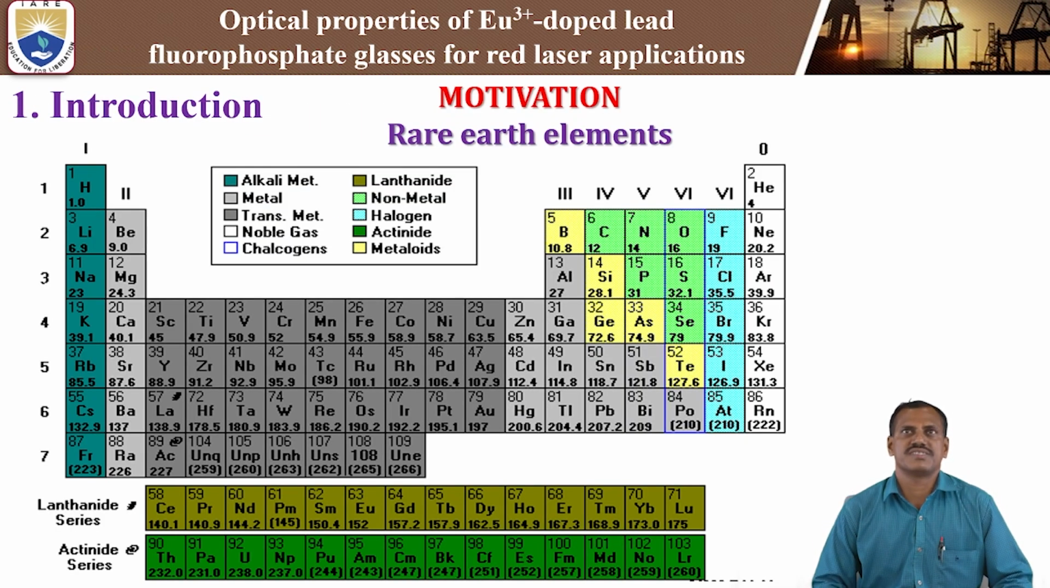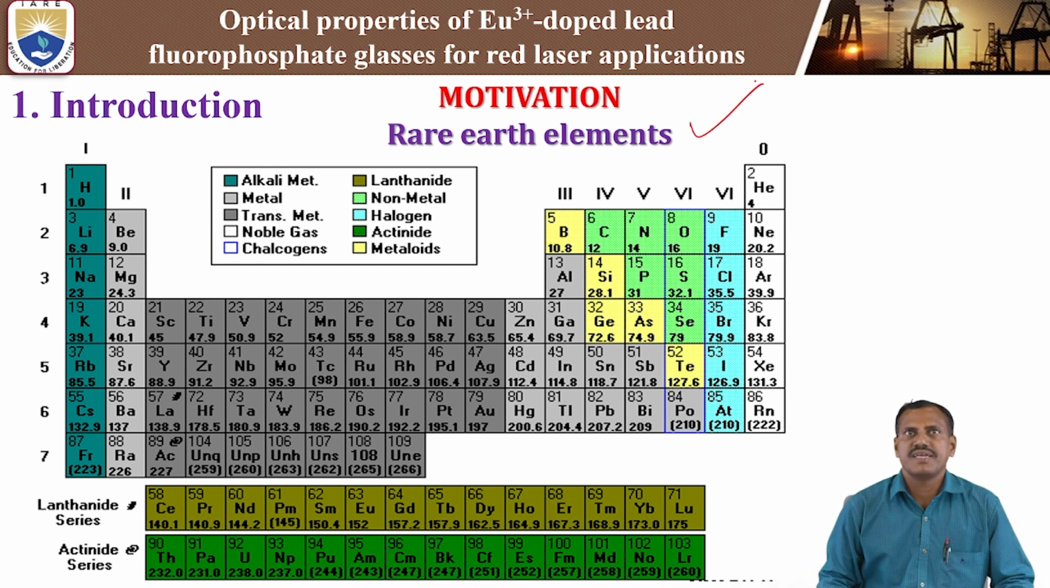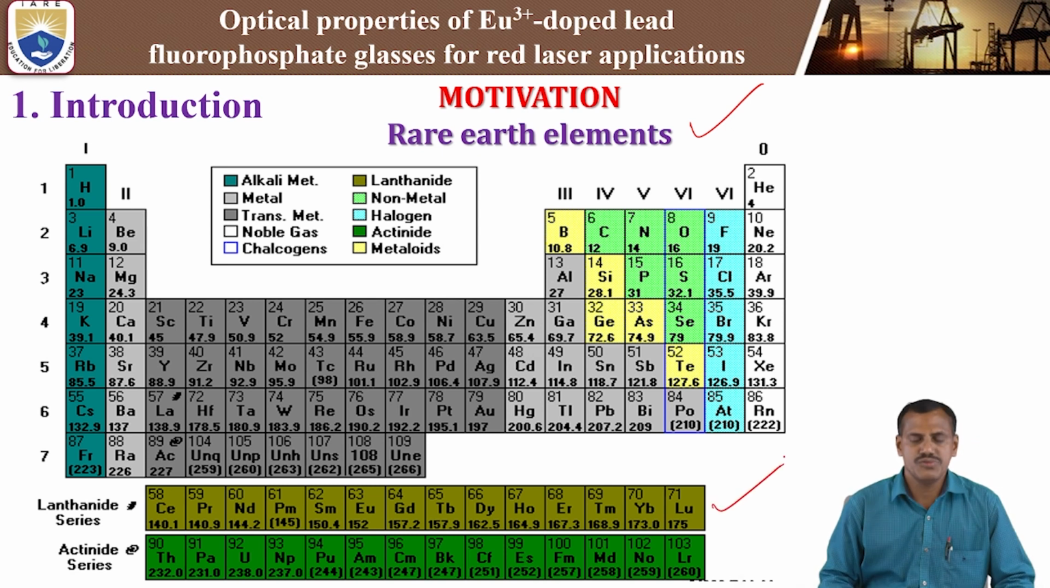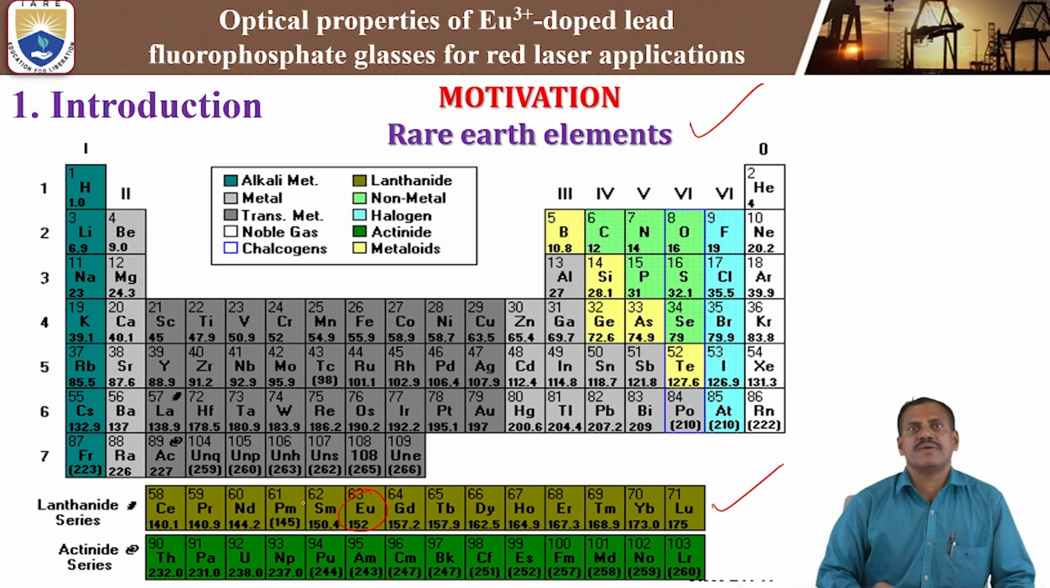Next, coming to the introduction. Motivation of the rare earth ions. See here, this is the complete periodic table of the rare earth elements. The lanthanide ions start from cerium to lutetium: cerium, praseodymium, neodymium, promethium, samarium, europium, gadolinium, terbium, dysprosium, holmium, erbium, thulium, ytterbium, lutetium. Today I am going to discuss europium doped lead fluorophosphate glasses.